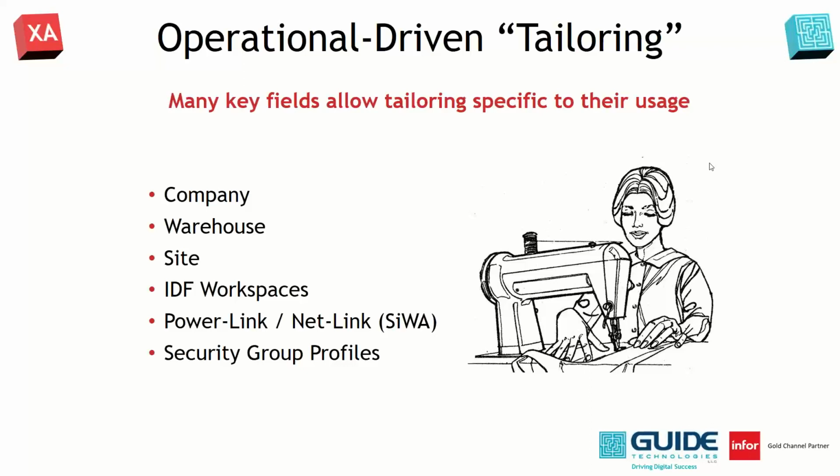In PowerLink, NetLink, and System I Workspace Anywhere, these can be set up, configured for the user that's signed on. What do they want to see? What are their favorites? How do they manage their system? When they go into objects, what views, what functions do they see? These are all setup functions. And I don't have to set them up for every single user. I can have security group profiles. So I can associate things together.